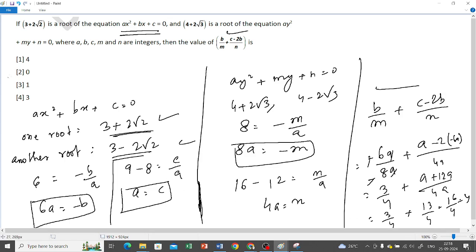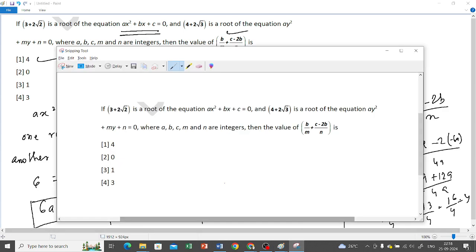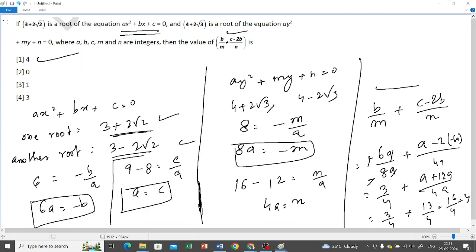Right, so option A is the answer. Option 1 is the answer. Very simple. See, this was slot 3. This was a question from slot 3 only.